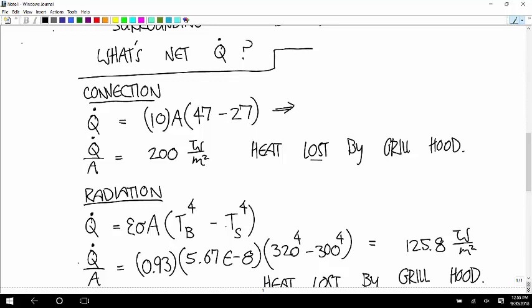Yep. If the body temperature is greater than the surrounding temperature, then heat's lost. If the surrounding temperature is greater, then heat's gained.